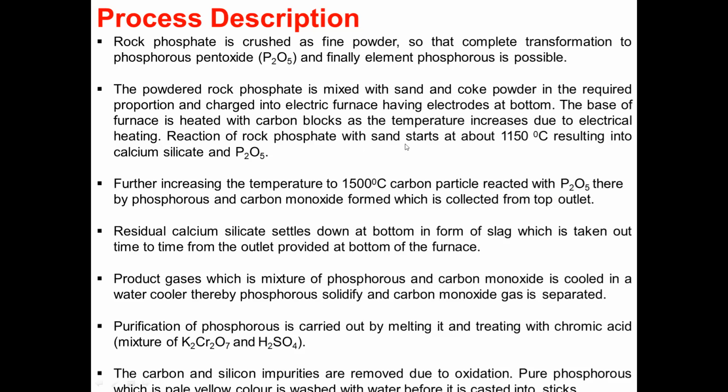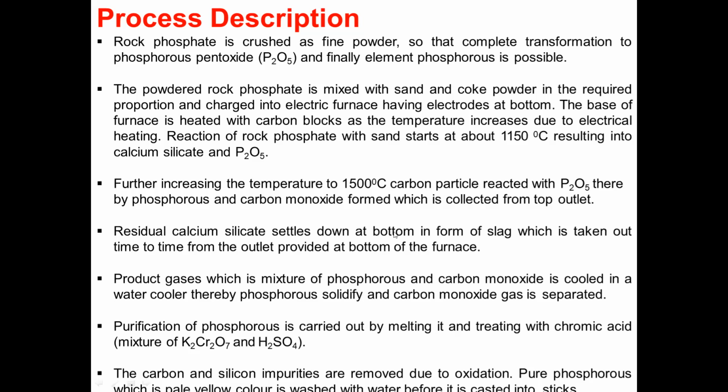Reaction of rock phosphate with sand starts at about 1150 degrees Celsius, resulting in calcium silicate and phosphorus pentoxide. Then, further increasing the temperature to 1500 degrees Celsius, carbon particles react with phosphorus pentoxide, thereby phosphorus and carbon monoxide are formed, which is collected from the top outlet. So this is sent to the next part, that is the cooling.